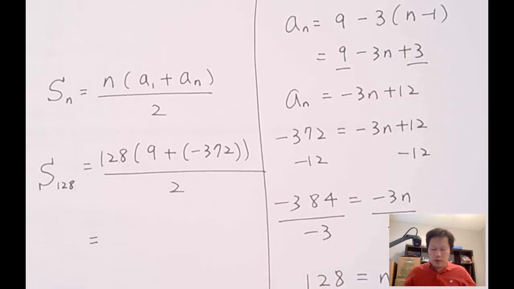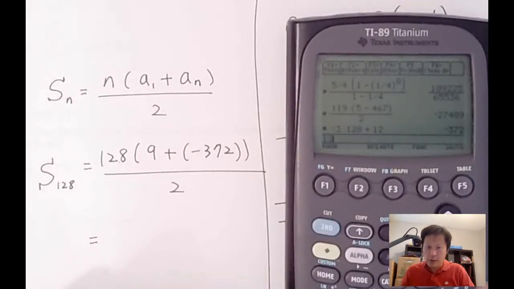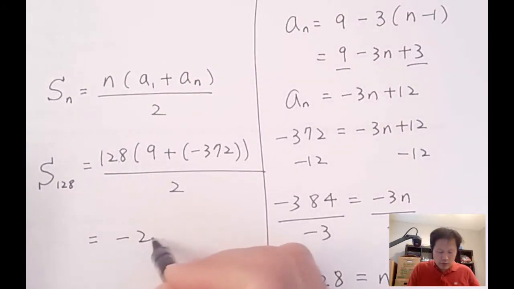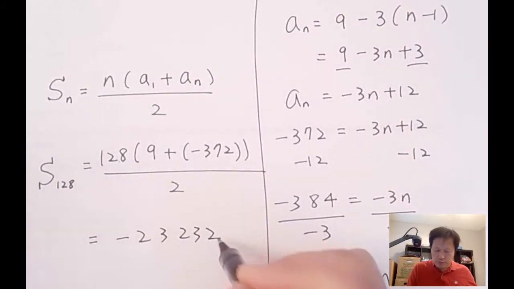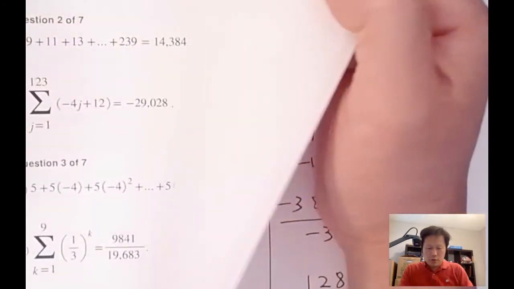So I got 128 times 9 minus divided by 2. I got minus 232. Let's double check. Yes, that is the correct answer.